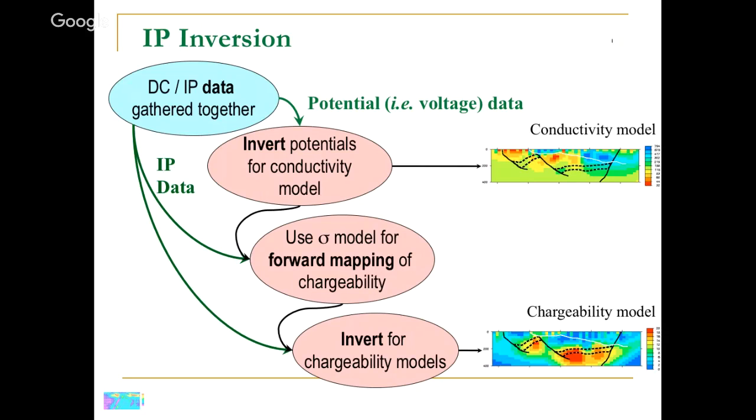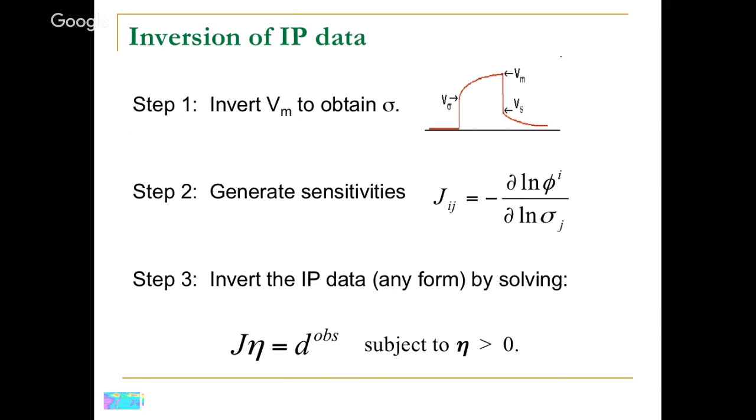So it's always a two-step process. And if you're connected with anybody who's doing the DCIP experiment, they're always going to do it in two steps. They're going to take the voltages, compute the conductivity, and they're going to take that conductivity, compute the sensitivity, and then solve for the chargeability data. So always the same thing.